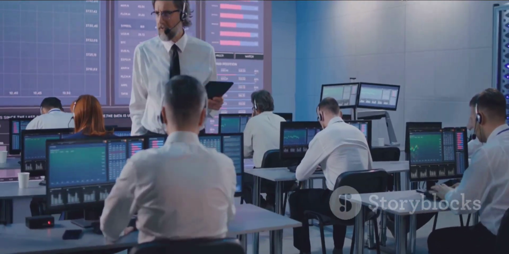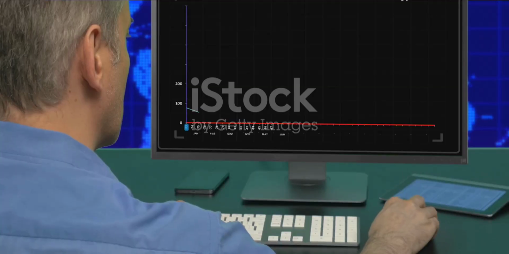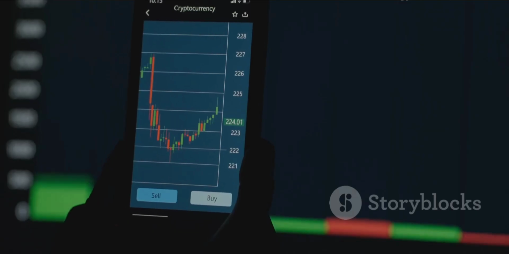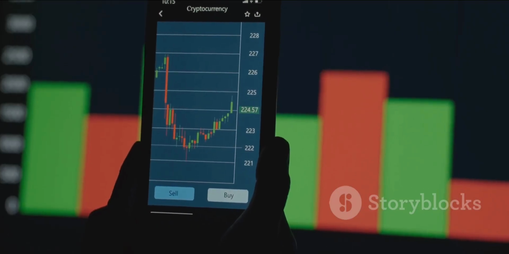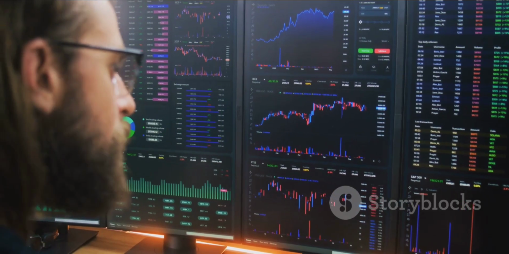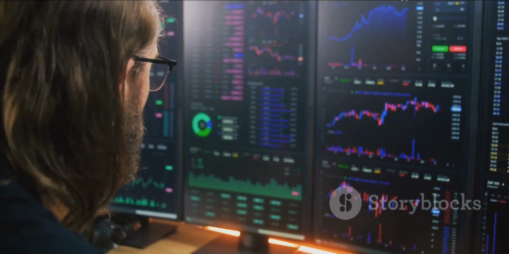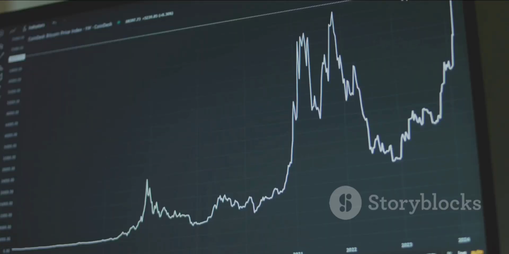Let's talk about making money with day trading and how the MACD can be your secret weapon. The MACD, or Moving Average Convergence Divergence, is a simple but powerful indicator. It helps you spot momentum shifts in any market: stocks, crypto, Forex, you name it. Think of it as a speedometer for price trends, showing you when momentum is building or fading.